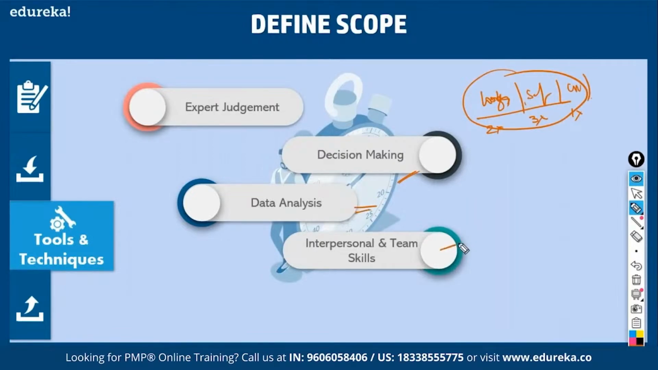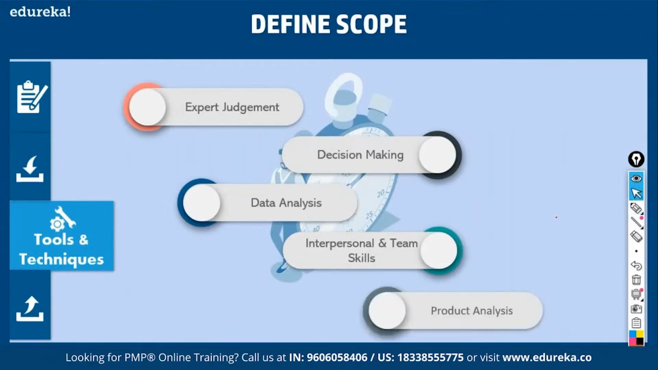Then interpersonal and team skills. A lot of times while defining scope, you'll be meeting with cross-functional experts: people from design teams, technology teams, business teams, operations teams, marketing teams. You need to make sure all of them come to an agreement on all the product-based decisions. So as a project manager, you need a lot of facilitation skills and soft skills.